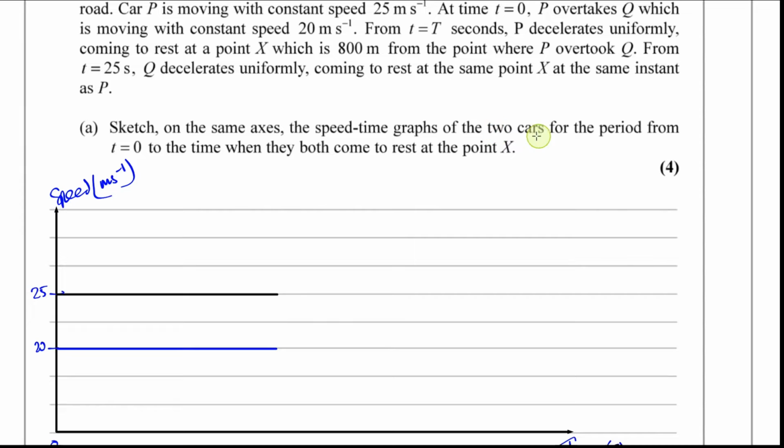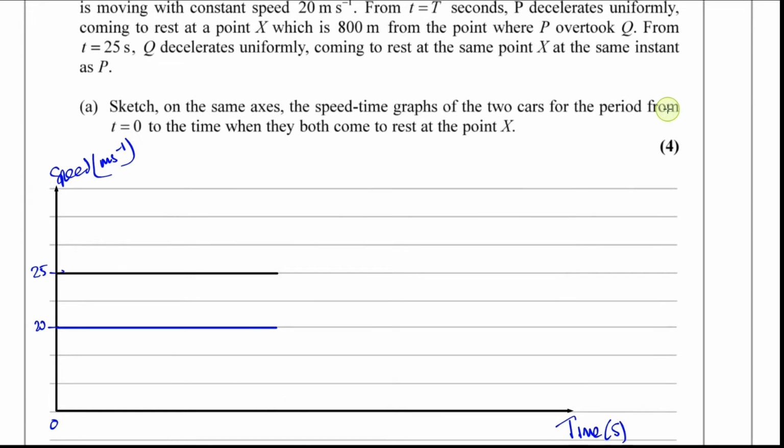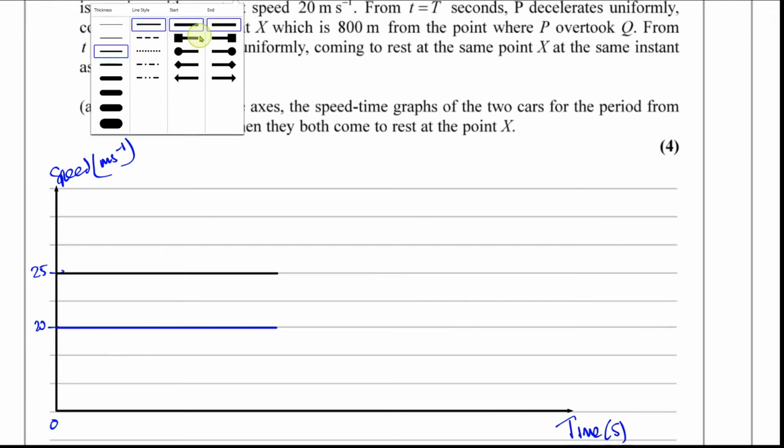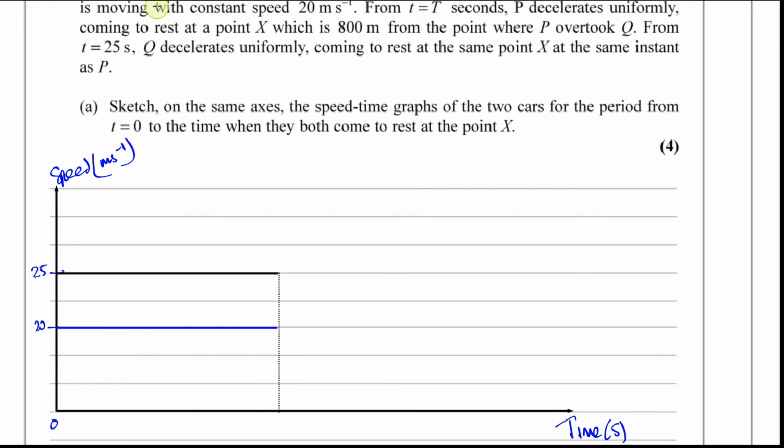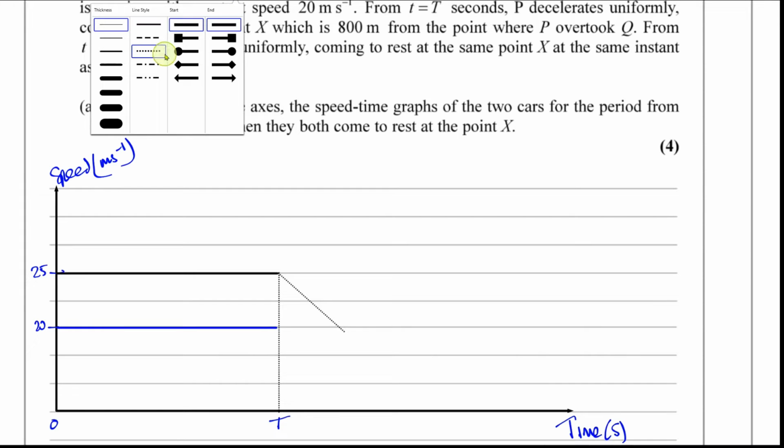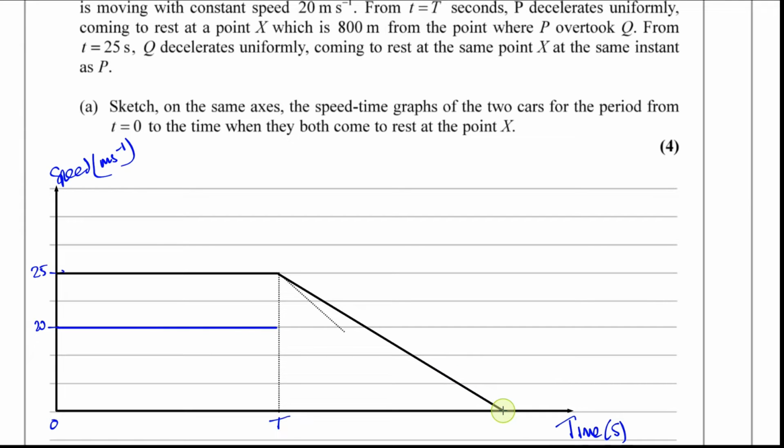Then it says from t seconds, P decelerates uniformly. So let's say this is where time t occurs. I'm going to call this time t. From here, P starts to decelerate uniformly to rest, let's say, over there.